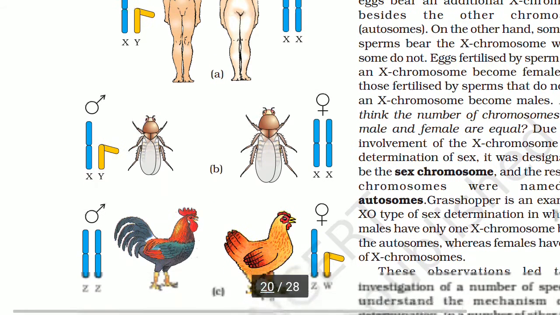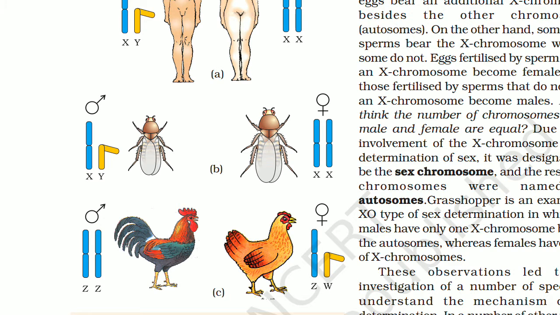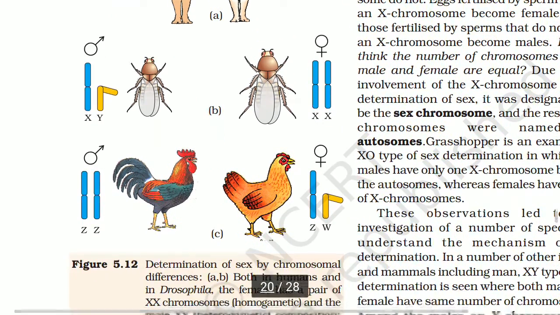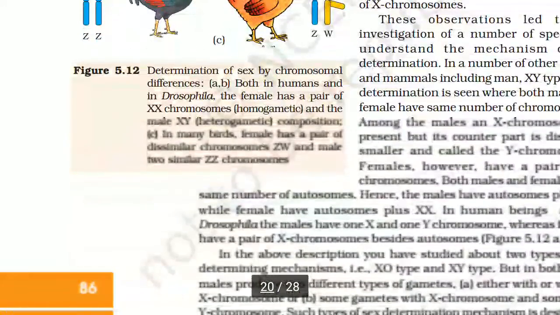And in X0 type of sex determination also, the males have X0 type, means either the sperm have X chromosome or it does not have any sex chromosome. So when sperms decide the sex of the child, this is the case of male heterogamety.